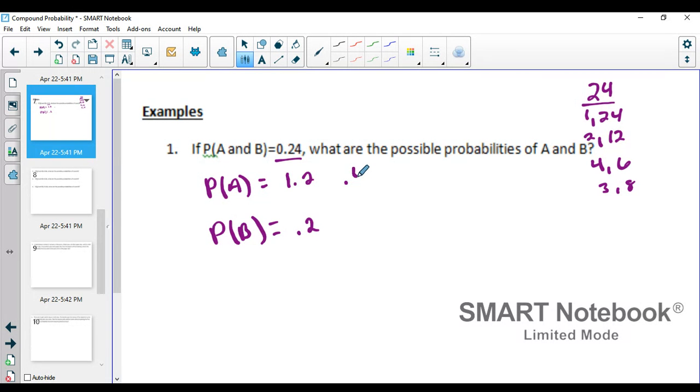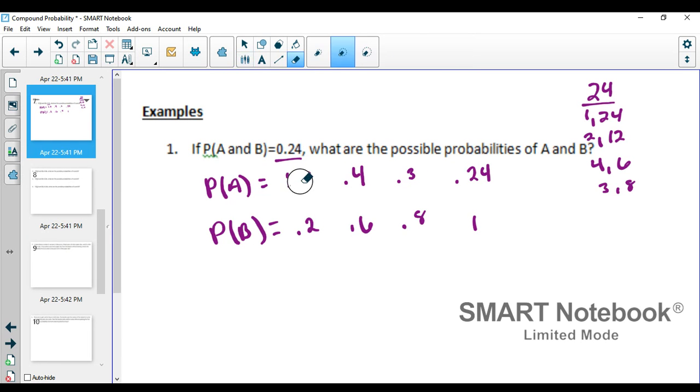Or we can do 0.4 and 0.6, 0.3, 0.8, 0.24, and 1. Okay, any combination of those where, when you multiply them, you'll have two decimal places. Actually, we're going to change this one. We'll make it 0.12 and 2.